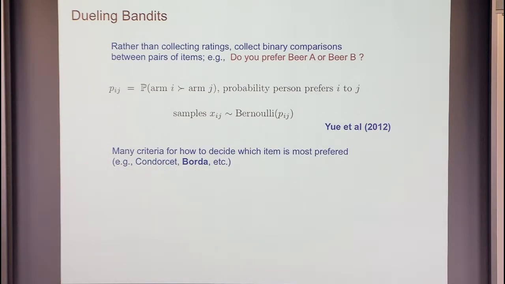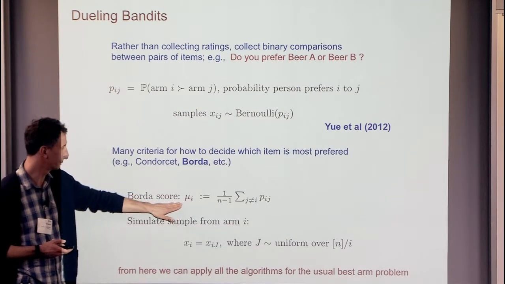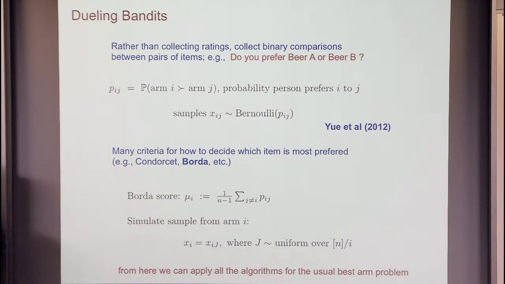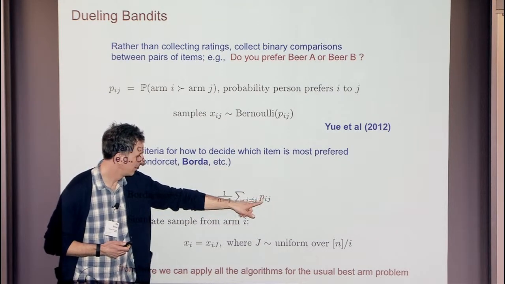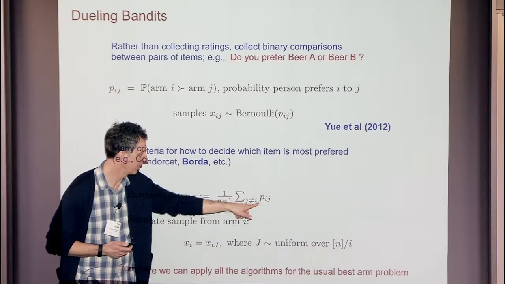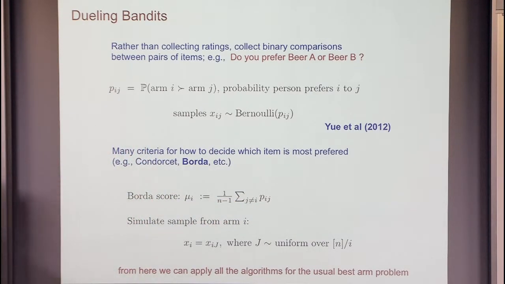That's what I'm going to focus on. And let me just explain what the Borda idea is. The Borda idea is that we'll define the score of each arm, or the expected score or rating, to be just the average probability when I compare item i to all other arms. So I just take that average.